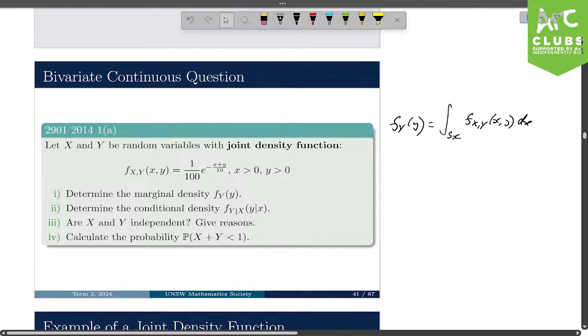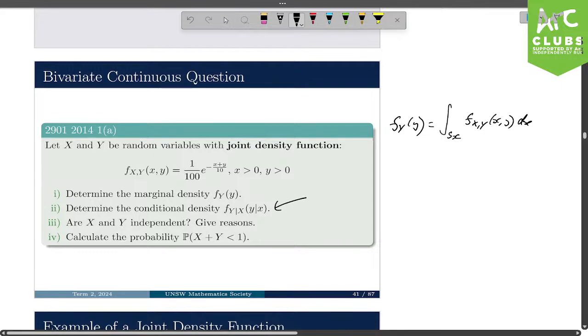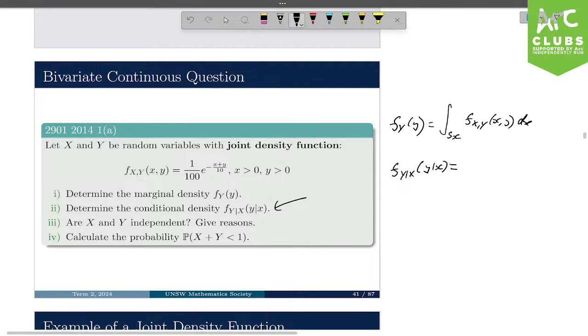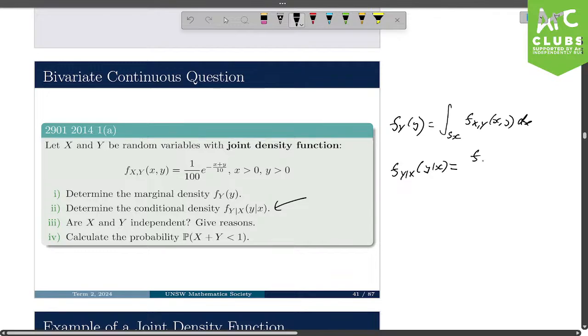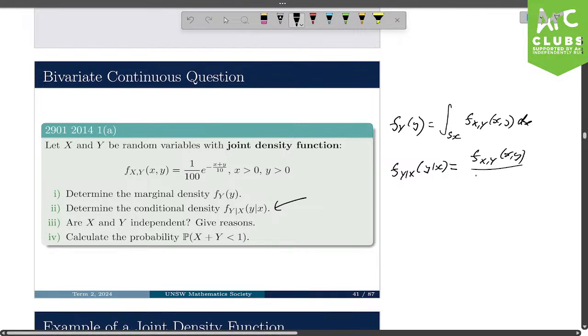Just a brief run through all of the subparts of the question, what we're really looking for here. We also want to note that conditional probability is our best friend. And so we know that f of y given x is equal to the joint density function divided by the marginal density function.